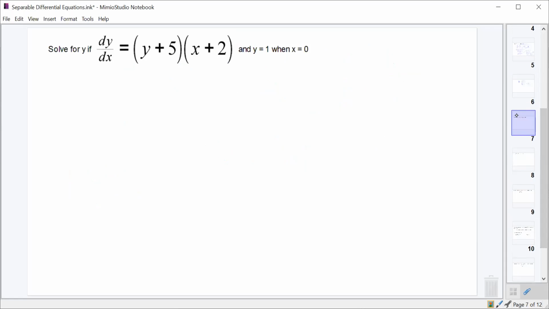All right, let's do this one. It's probably the last one that we do today. And then we'll save a couple more for Monday.